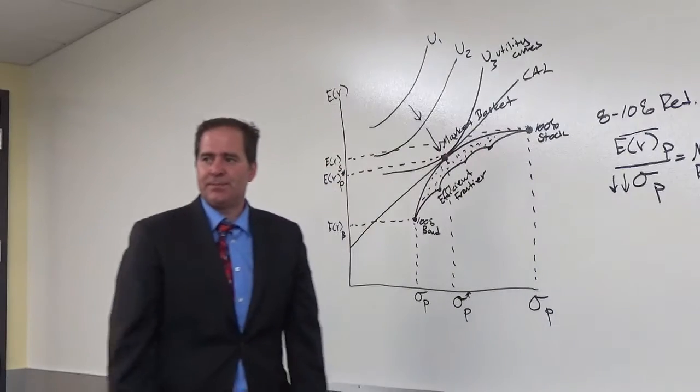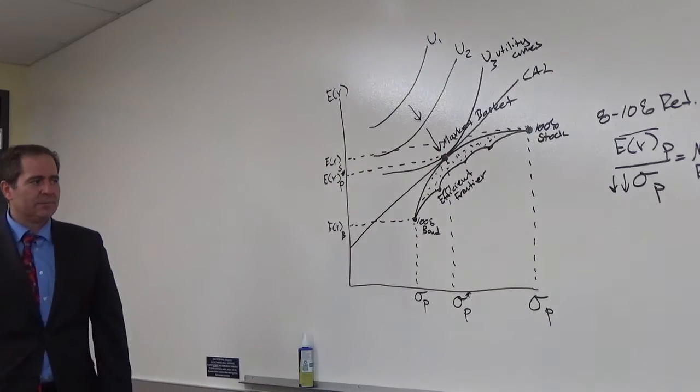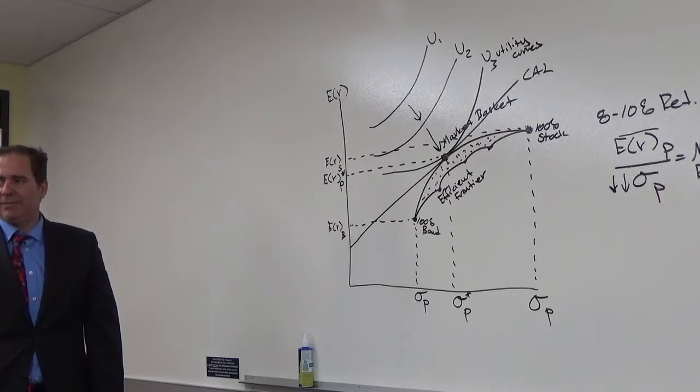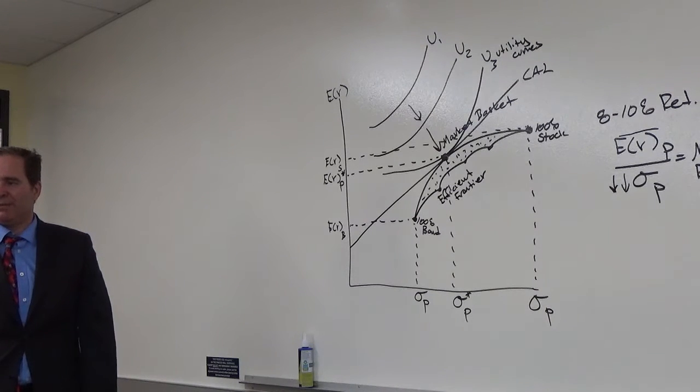So what's the lowest and highest standard deviation? Well, the stock market volatility could be 25 to 50%.